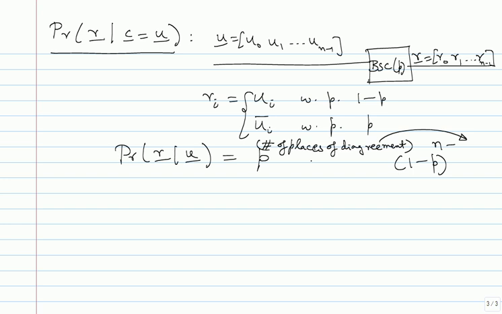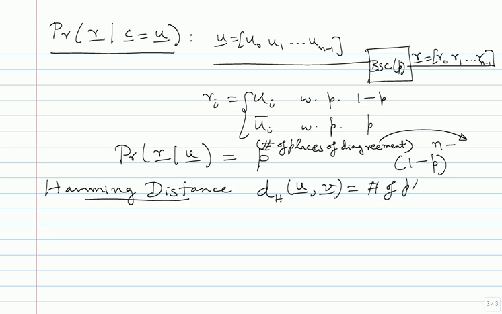This number of places of disagreement between two vectors is what's called the Hamming distance of two binary vectors. And you see it plays a very key role in the decoding over a binary symmetric channel. That's why the Hamming distance makes sense and it's introduced. So let's introduce the Hamming distance. I'll use this notation: d sub h of (u, v) is the number of places where there is disagreement between u and v.